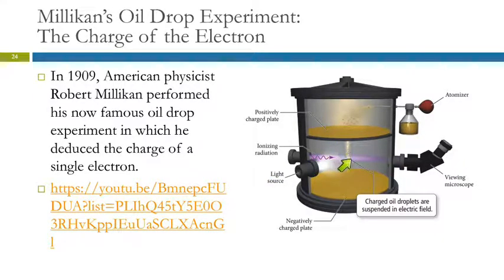Now that these particles have a negative charge, they're going to be attracted to the positive plate. They're going to be repelled by the negative plate. So if he adjusts the charges just right, he can cause those particles to be suspended in air. And looking at those charges allowed him to figure out what the charge on a single electron was. So let's look at this video.